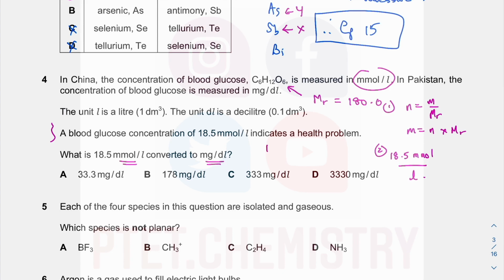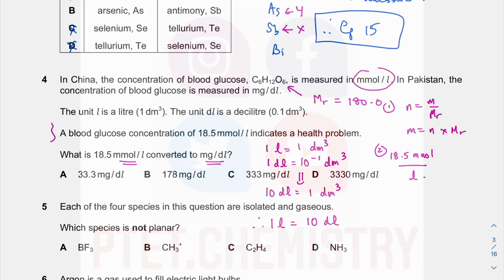Let's see. 1 liter equals 1 decimeter cube. 1 deciliter equals 10 to the minus 1, which is 0.1 dm cube. So I want to convert liter to deciliter. I guess if you look at this, it is also saying that 10 deciliter equals 1 dm cube. If you divide this by 10 to the minus 1, then you will get 1. 10 to the minus 1 over 10 to the power minus 1 gives you 1. 1 divided by 10 to the minus 1 gives you 10 to the power plus 1. So 1 dm cube equals 10 deciliter. So therefore, 1 liter is equal to 10 deciliter.